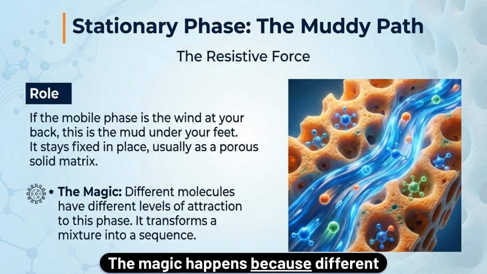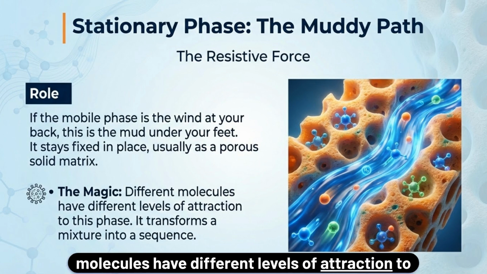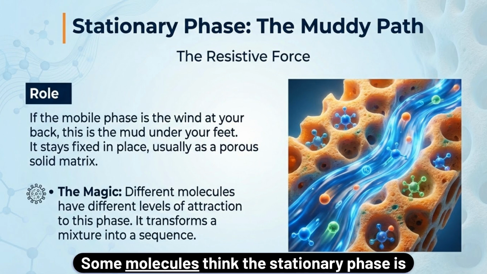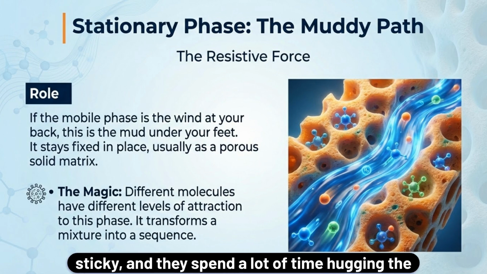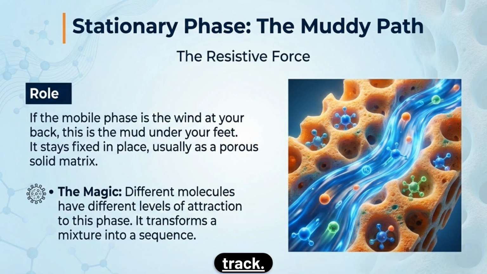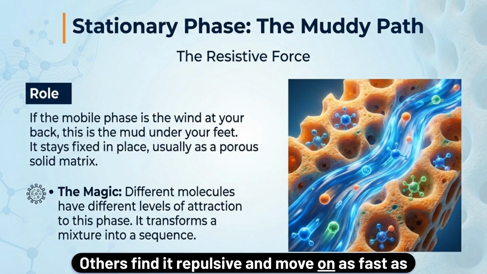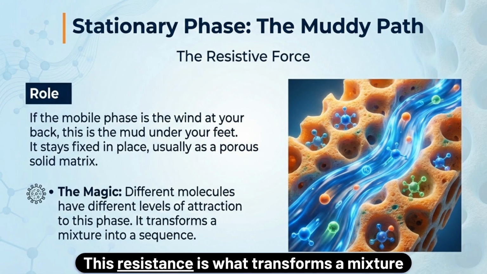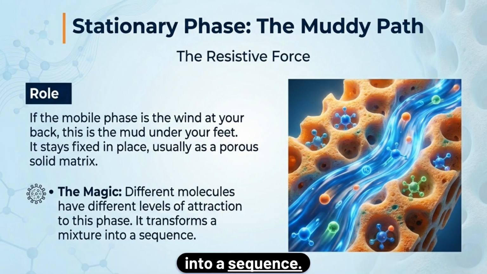The magic happens because different molecules have different levels of attraction to this phase. Some molecules think the stationary phase is sticky, and they spend a lot of time hugging the track. Others find it repulsive and move on as fast as possible. This resistance is what transforms a mixture into a sequence.